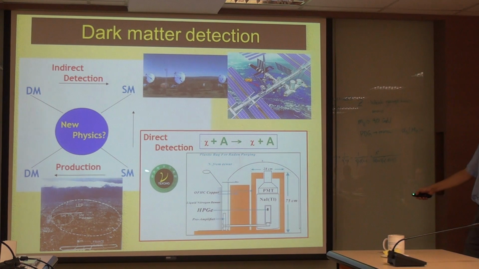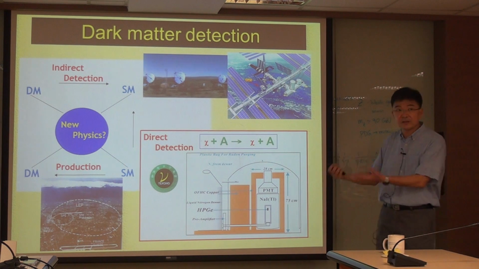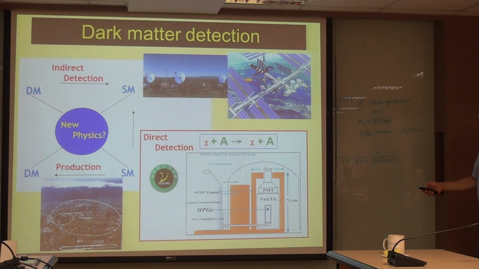And then one more way is that we can have a standard model particle here in the form of a detector, and wait for a dark matter particle to really hit the detector in the solar system and produce a signal. This is the direct detection mechanism.